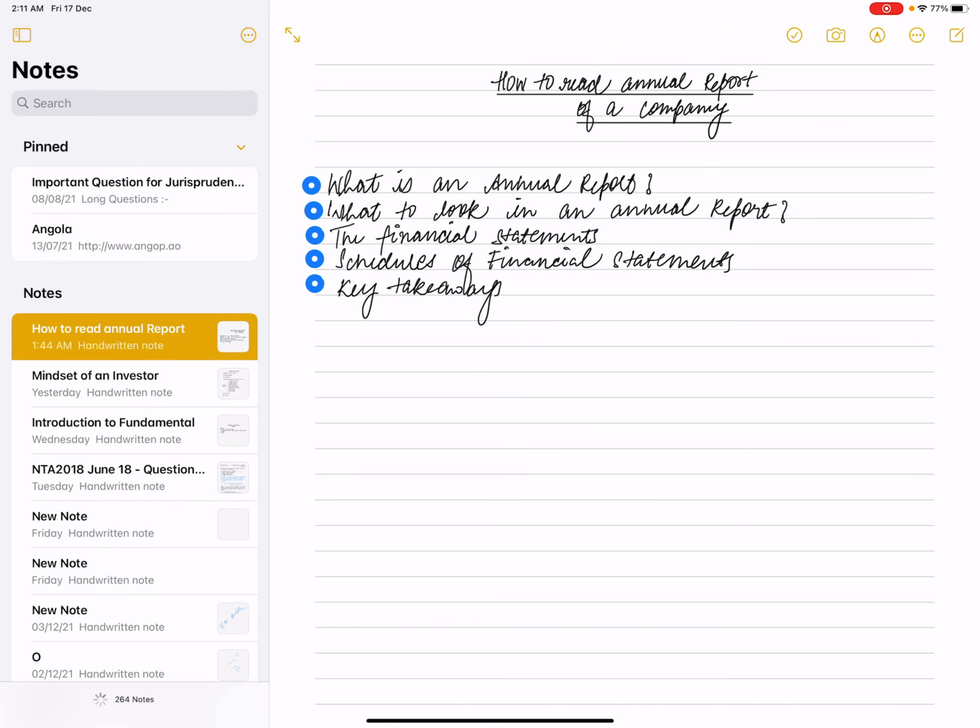Now, coming to the third bit, the financial statements. Finally, the final section of the annual report contains the financial statements of the company. As you would agree, the financial statements are perhaps one of the most important aspects of any annual report. There are three financial statements that a company will represent: mainly the P&L statement, the balance sheet, and the cash flow statement. We will understand each of these statements in detail over the next chapters.